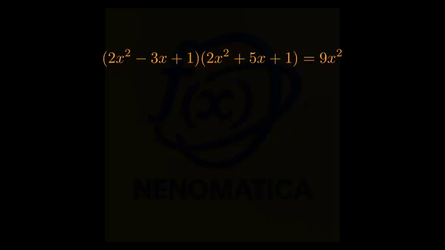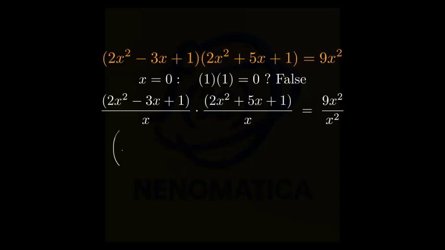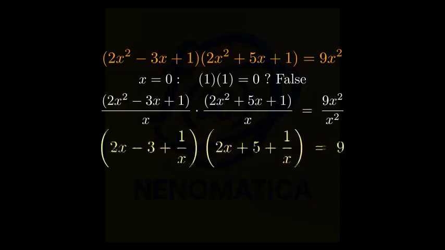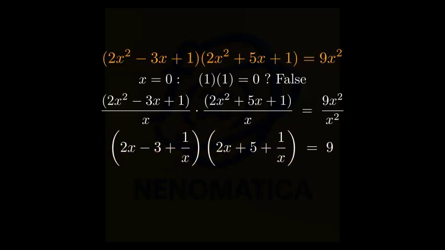Step 1. First, we check whether x equals 0 is a solution. If we plug in x equals 0, the left side becomes 1 times 1, which is 1, and the right side is 0. So 1 equals 0 is false. Therefore, x is not 0. That means we can safely divide both sides by x squared. We'll distribute 1 over x into each factor on the left.